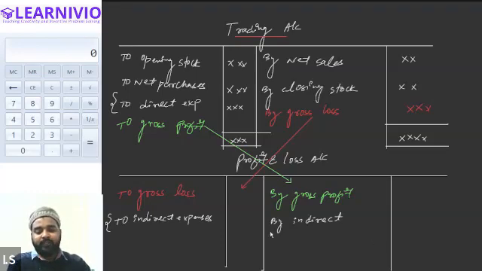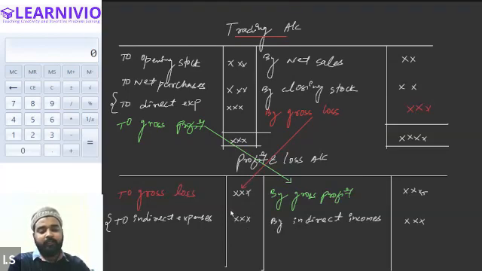Like all the indirect expenses are recorded on the debit side, similarly, all the indirect incomes will be recorded on the credit side. This is it. So if there is a gross profit, we will record it here. If there are indirect incomes, we will record them here. If there is a gross loss, we will record it here. And if there are indirect expenses, we will record them on the debit side.